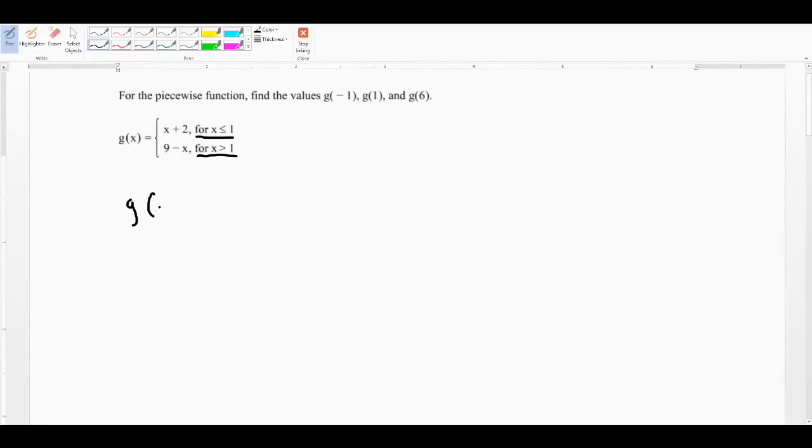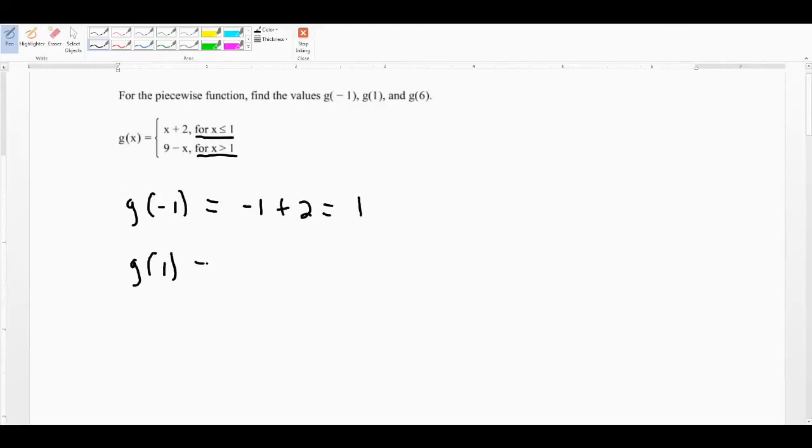Start with g of negative 1. Now the negative 1 is the x value. And since negative 1 is less than 1, we're going to use x plus 2 to find the value for g of negative 1. We use negative 1 plus 2, and negative 1 plus 2 is 1.